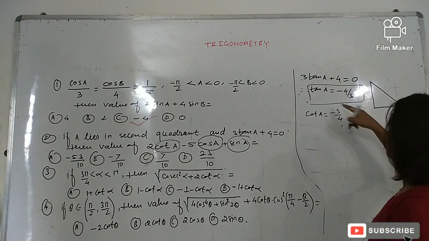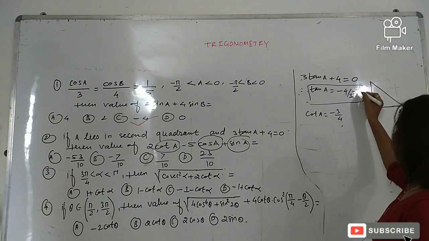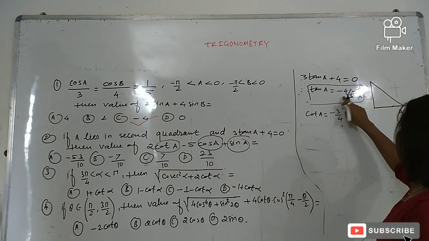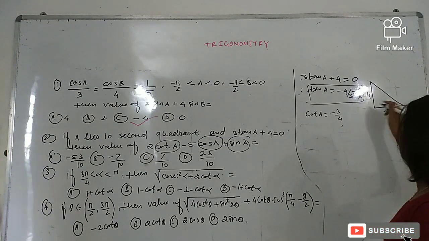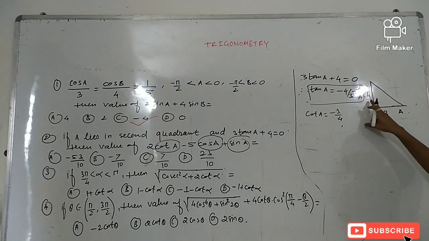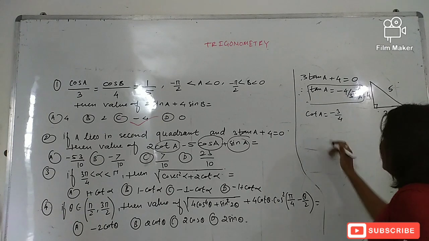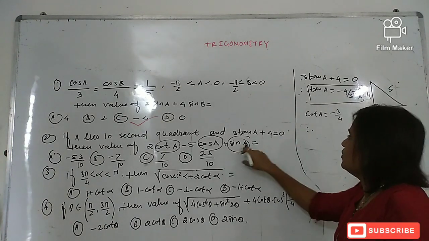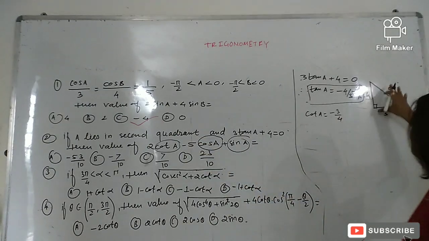So from this, tan is what? Tan is opposite upon adjacent. So opposite length should be 4 and adjacent length should be 3. And then using the Pythagoras theorem, calculate this hypotenuse. So for these numbers 4 and 3 you will get the hypotenuse 5. And then just write the cos A value and sin A value, or directly you can write this equation and just put the values from this triangle.